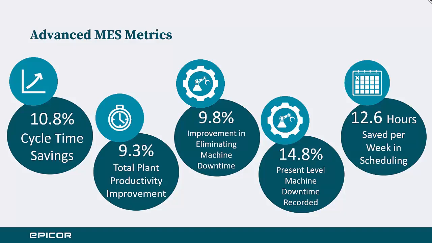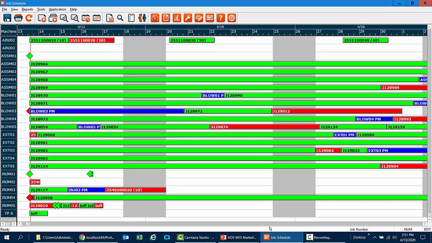Where I thought I'd start is in the scheduling module of the advanced MES, where we have visibility into a Gantt type chart that shows us what is scheduled or what's running. If you look at this visually, you'll see different colors from red to green to blue. The blue are preventative maintenance work orders. The red work orders are jobs that are running behind. And ideally, where we want everything is in the green.